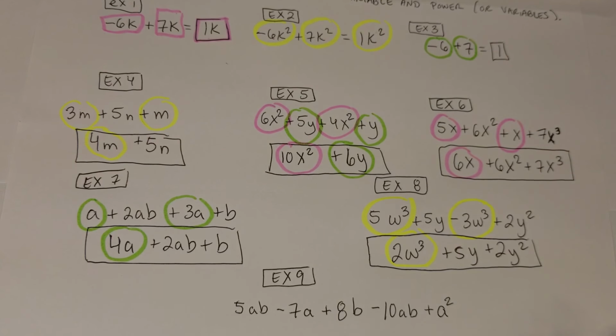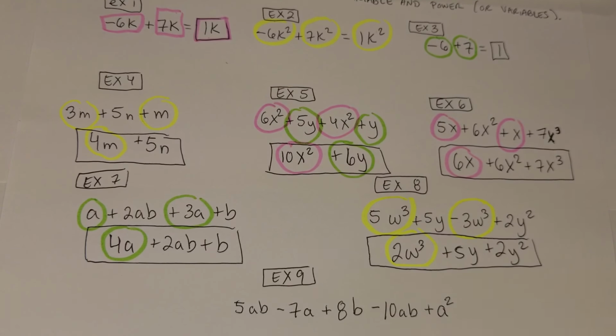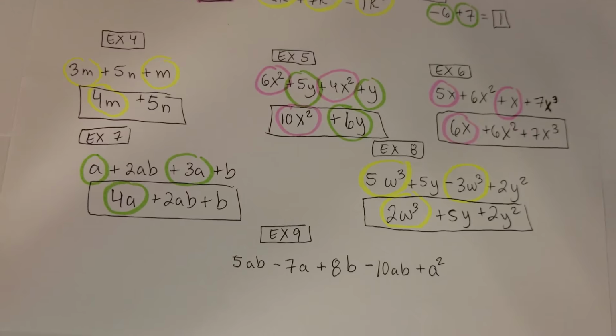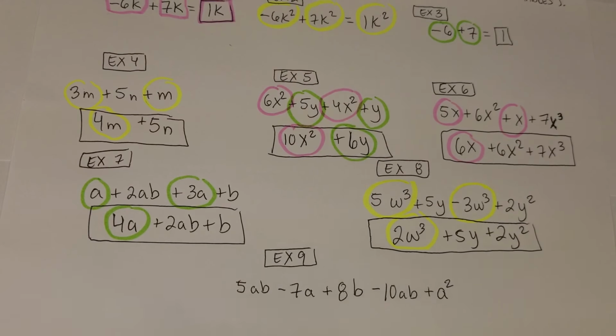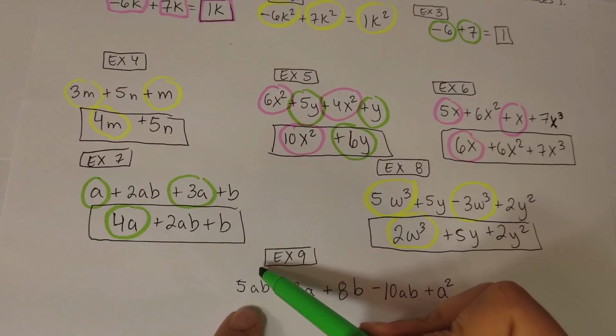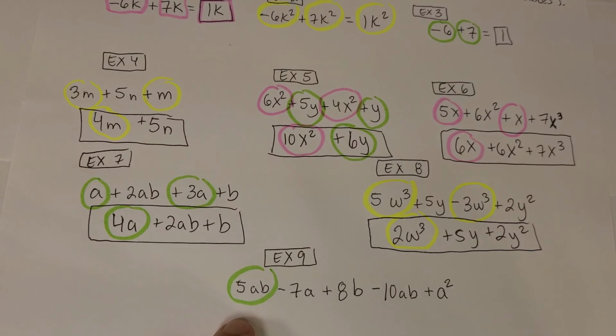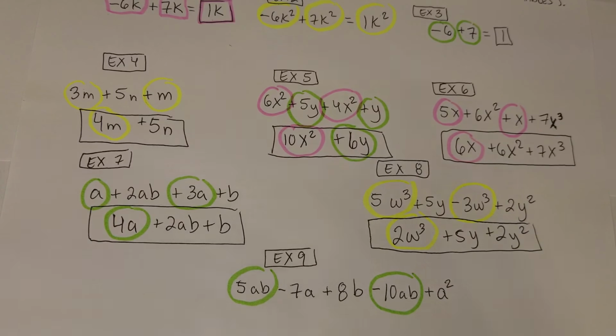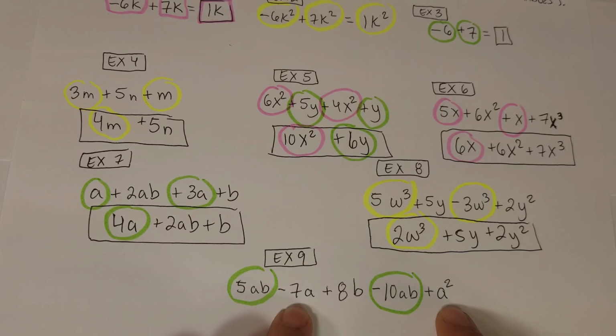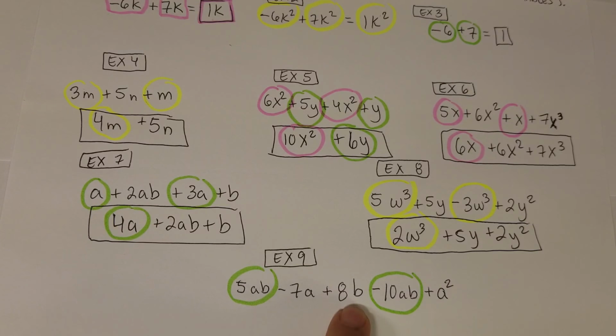So the very last example, example number 9, we have this situation. 5ab minus 7a plus 8b minus 10ab plus 10a squared. So it looks pretty crazy, but just stop and think about which ones are actually like terms. 5ab, we're looking for ab's here. So the only other ab that I see is that one right there with the negative 10. So those two can be combined. Let's see, 7a, do I see any other a's? I see that one, but that one's not a, that one's a squared, totally different. I have 8b, no other b's. So we're done. So the only things we can combine are the 5ab and the negative 10ab.